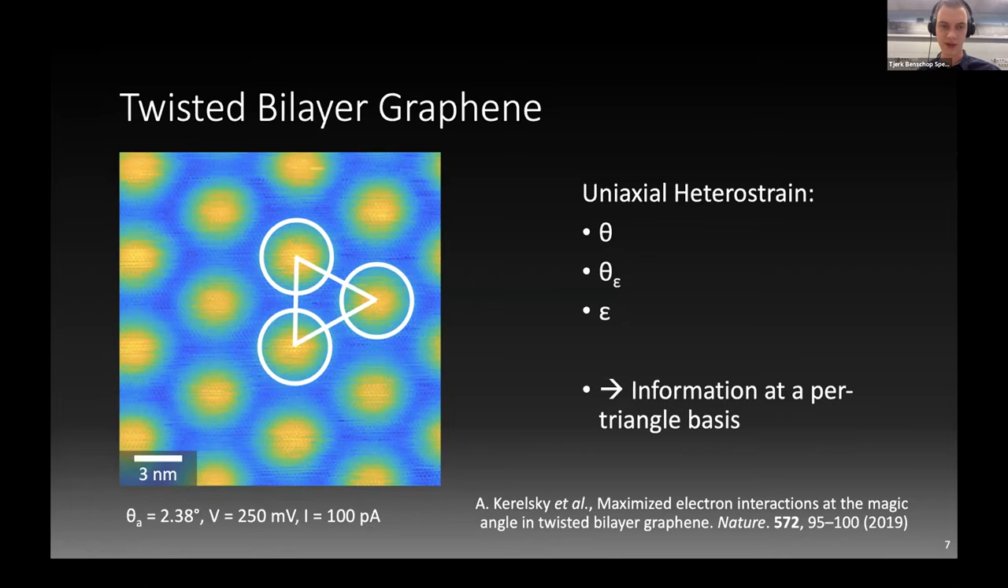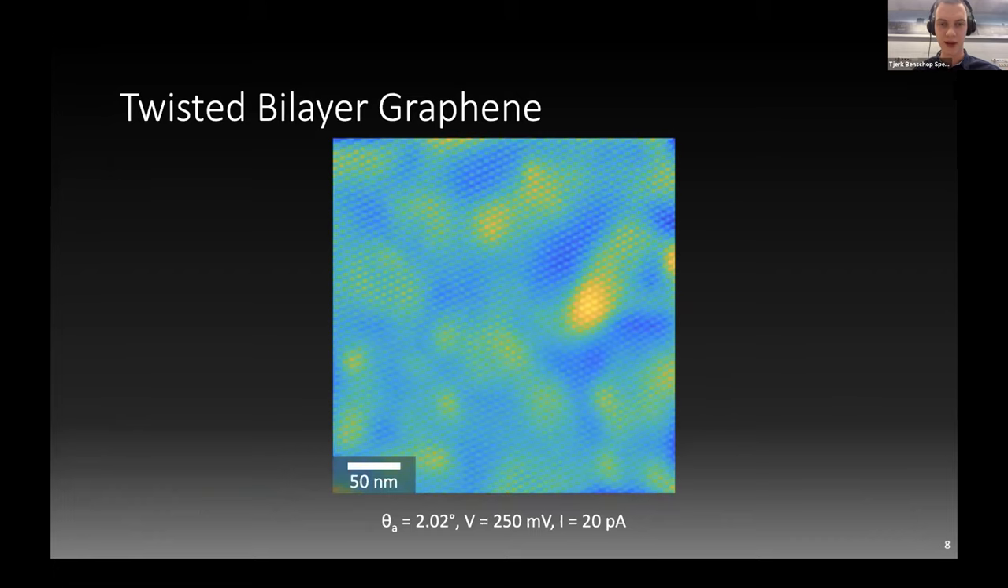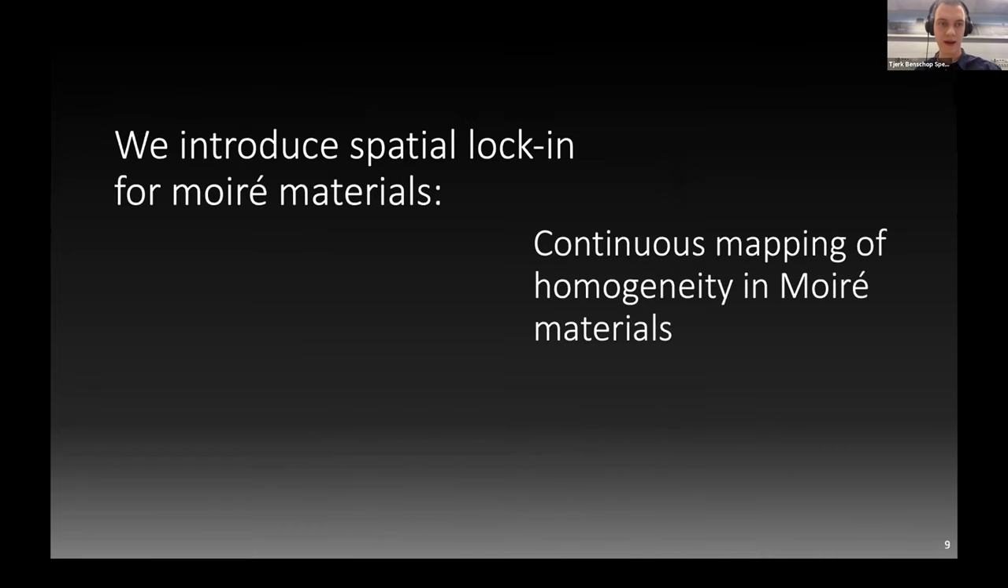But as time evolves, we are becoming better and better at scanning these kinds of devices, and also hugely in part thanks to the group at ICFO, we are now able to scan much larger fields of view because devices are overall much cleaner. And this also allows us now to introduce a new method to more continuously characterize homogeneity, even on smaller length scales. And we call this method the spatial lock-in method.